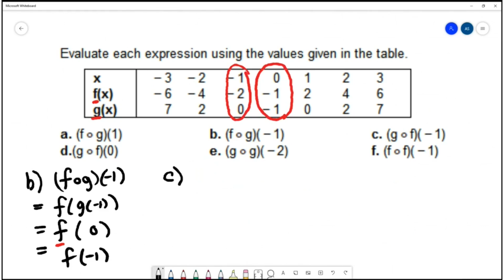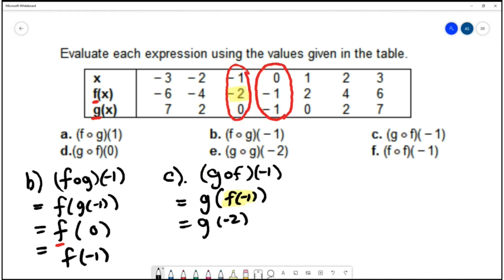Let's try another one. In part C, we have g composed with f of -1. This is g of f of -1. Let's focus on f of -1. f of -1 is -2. g of -2, let's use a different color there. g of -2 is 2.